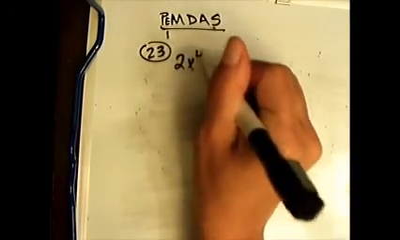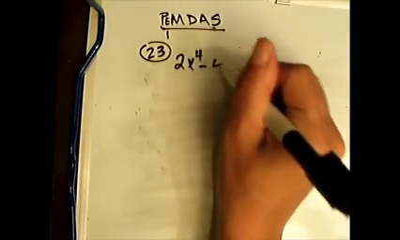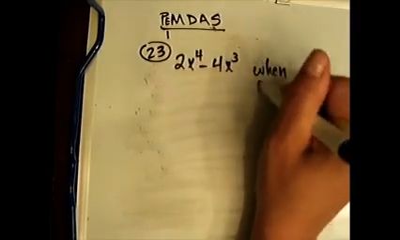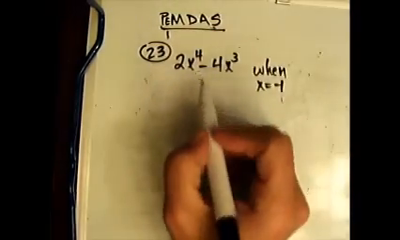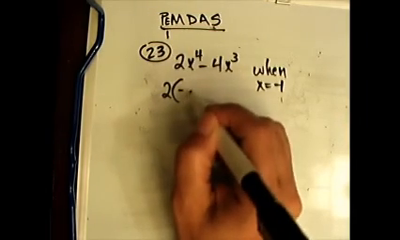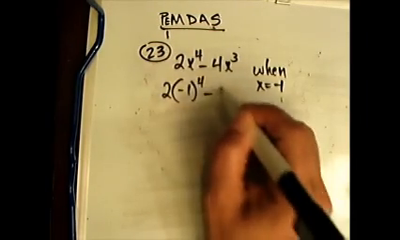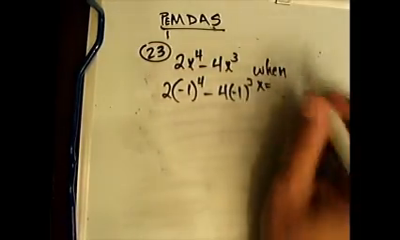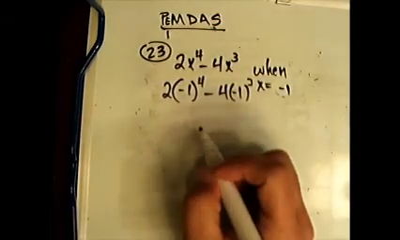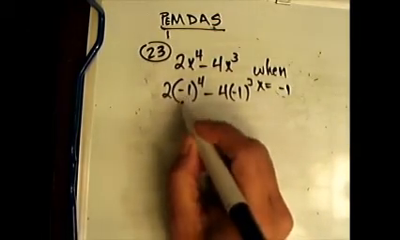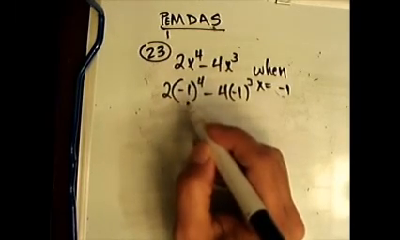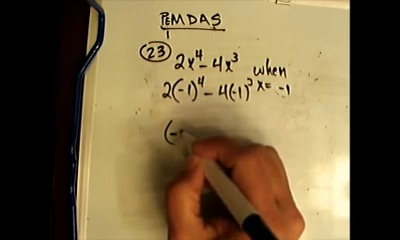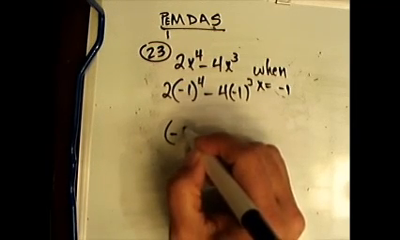2x to the 4th minus 4x cubed, and that's when x equals negative 1. Okay, so let's see what we do for that one. So 2 times negative 1 to the 4th minus 4 times negative 1 to the 3rd. Now, one thing I want you to notice on these is that when you have, inside the parentheses, not outside the parentheses, but inside the parentheses, a negative or a positive, it doesn't matter. Whatever this is.